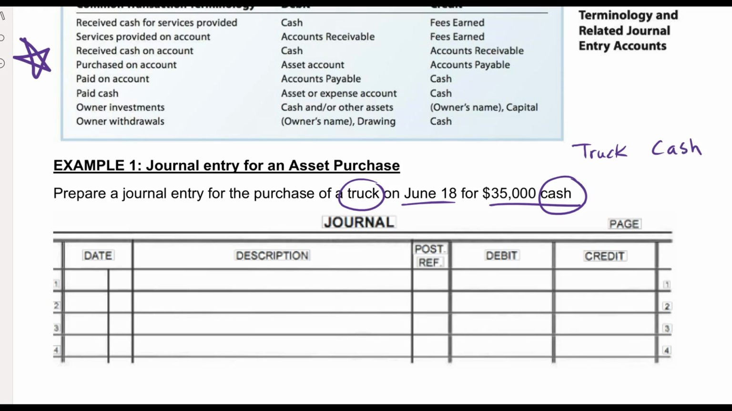Now, what kind of account is truck? It is something of value. It's going to last more than 1 year. It's not an expense for that reason, so it's an asset. We know cash is an asset. So is the truck increasing or decreasing? It would be increasing, and cash would be decreasing.